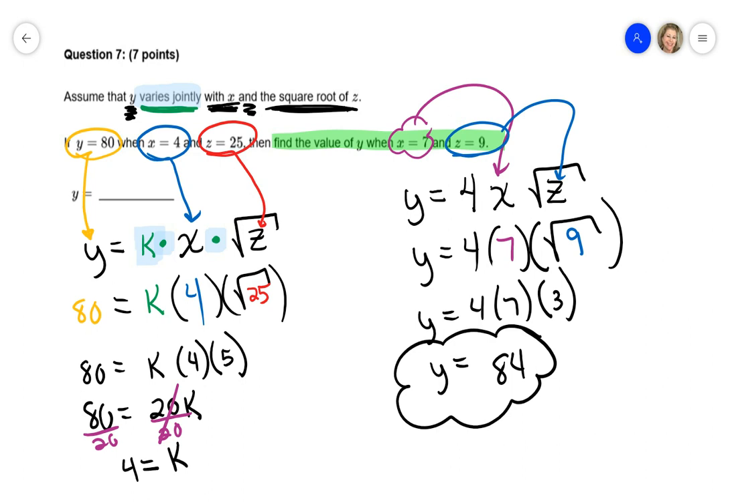Varies jointly. It's just a special kind of equation where there's some random constant of proportionality that's multiplied onto your variable x or y or z or whatever variable they say it's going to vary jointly with.